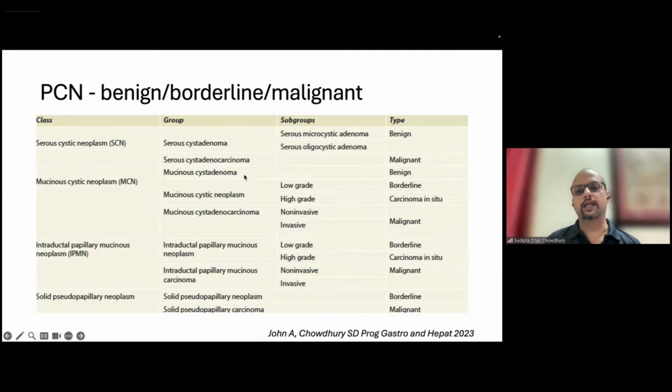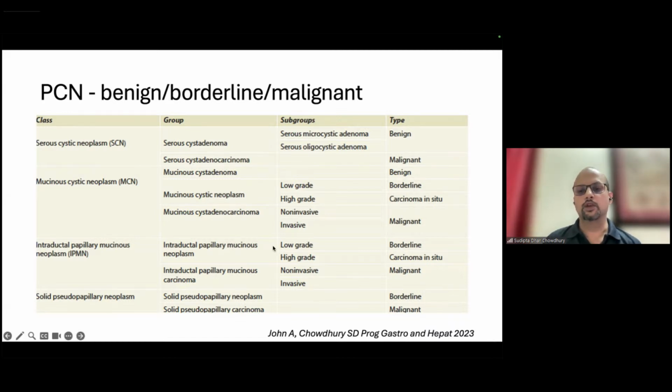Mucinous cystic neoplasms are again divided into three grades: mucinous cystadenoma, mucinous cystic neoplasm, and cystadenocarcinoma. The MCN primarily is the one which is classified into low-grade dysplasia and high-grade dysplasia. These are classified as borderline neoplasms and may be considered for surveillance or surgery depending on the clinical context. Mucinous cystadenocarcinoma should be considered for surgery if the patient is stable.